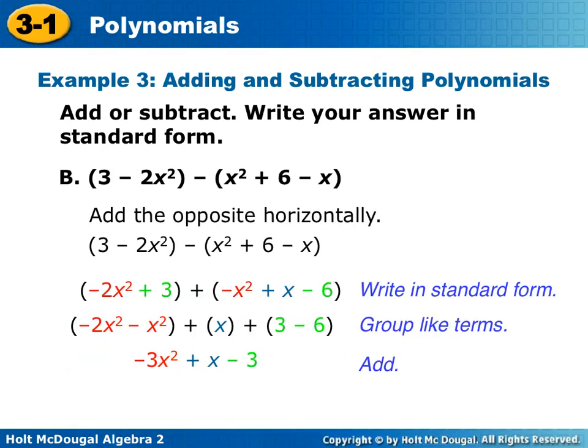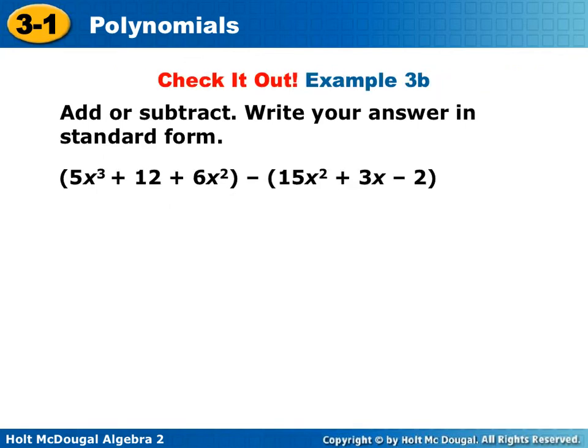So here's an example with subtraction horizontally, and here be careful, just like what we saw last chapter, distribute the negative first and then combine like terms. Otherwise people tend to not distribute the negative and get it wrong. So this should be -x squared minus 6 plus x. And now when you combine like terms, you should get -3x squared plus x minus 3.